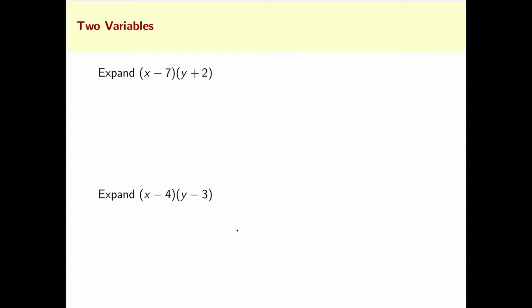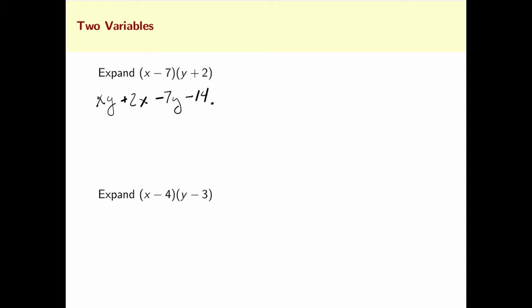Now say we had two binomials with a negative sign in the first one. First terms multiplied together, x times y gives me an xy. The outer term is plus 2 times x. The inner term is minus 7 times y. And the final term, the last term, minus 7 times 2 is minus 14. And again, we can't simplify it, so we're done there.